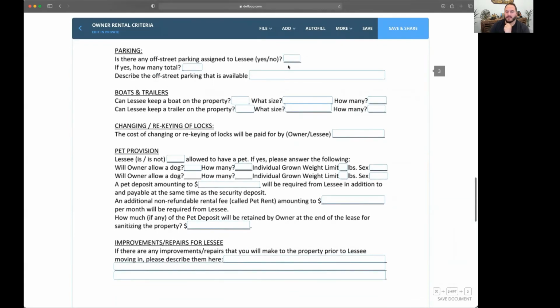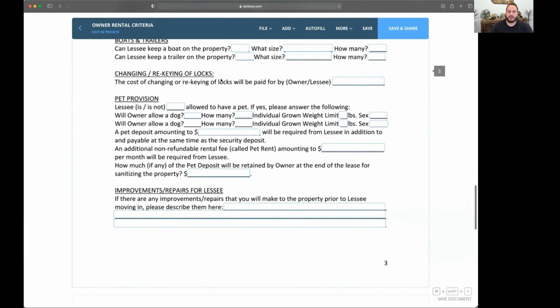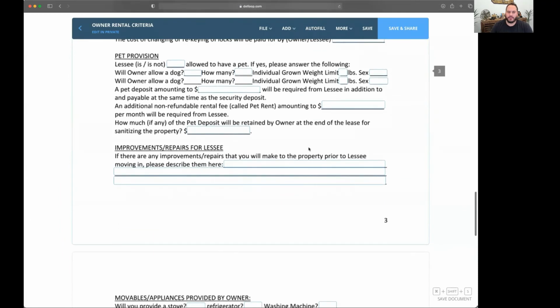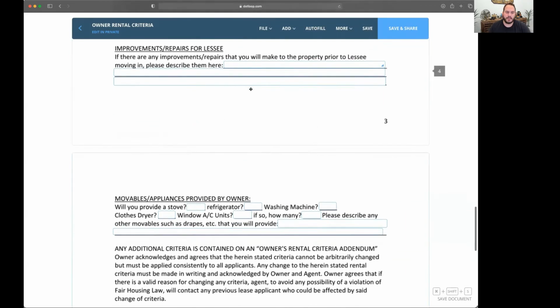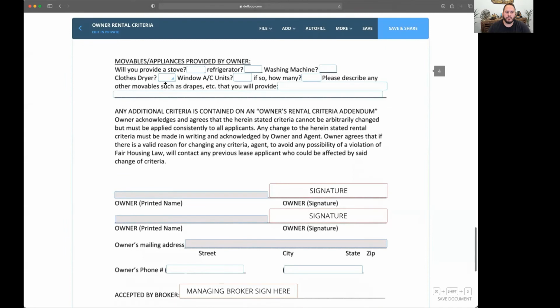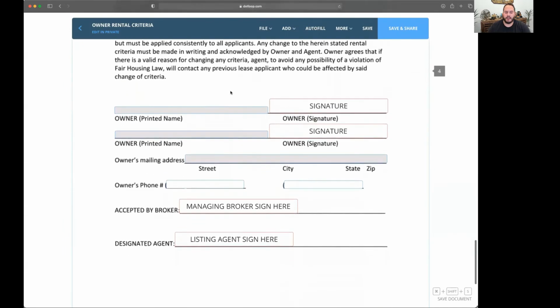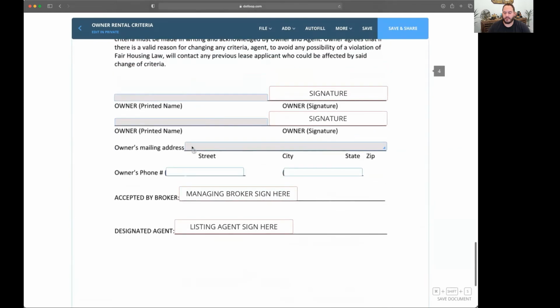Here's where they can tell you the parking situation, boats and trailers, rekeying of locks. Pets: do they allow pets? If so, what's the breakdown of that? Who's going to pay for improvements or repairs? What appliances are they going to provide? And that's it. It gives a place for them to sign.